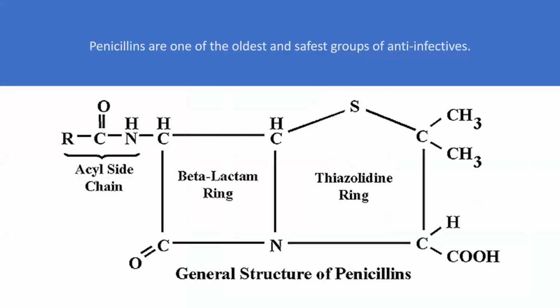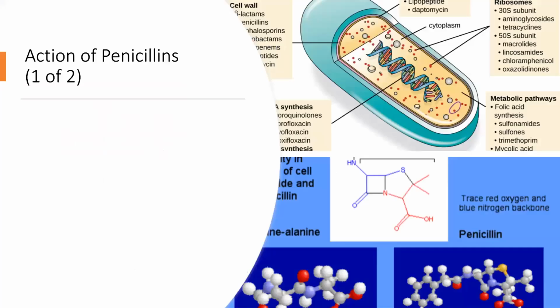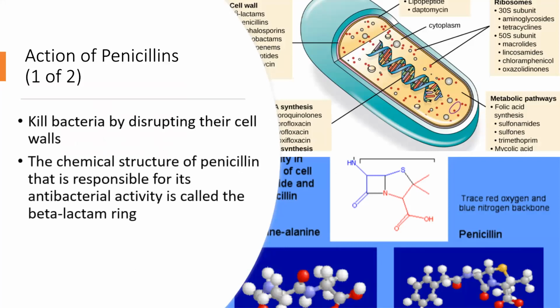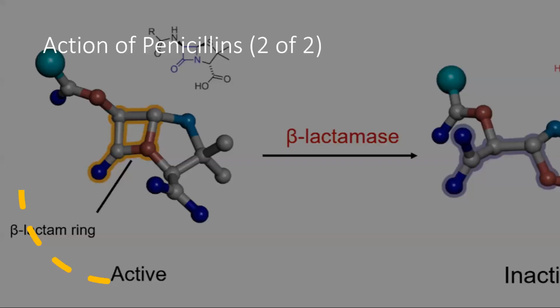Now, the safest anti-infective drugs we use started with penicillin, and this is the general structure of penicillin, which has an acyl side chain, a beta-lactam ring, and one thiazolidine ring. The penicillins act on the body and kill the bacteria by disrupting their cell wall. The chemical structure of penicillin that is responsible for its antibacterial activity is called the beta-lactam ring that we just saw.